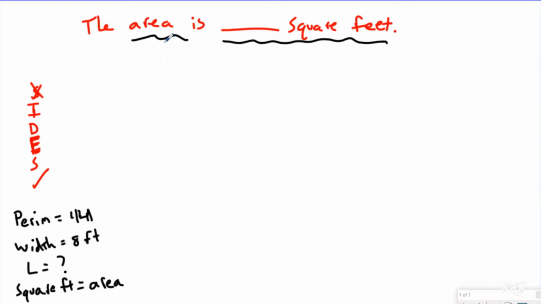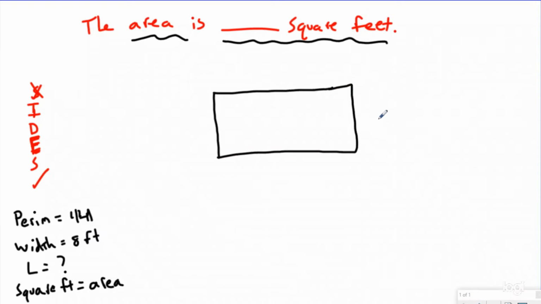Now, for any perimeter and area question, I don't believe in drawing a tape diagram. I believe in just drawing the shape and labeling it. And so here is my rectangular room, because it did tell me that, right? I know a couple things. I know that the width was 8 feet. So if this is 8 feet, that means this is going to have to be 8 feet.